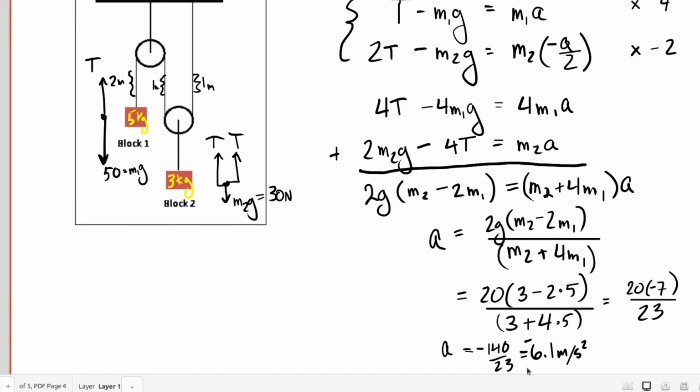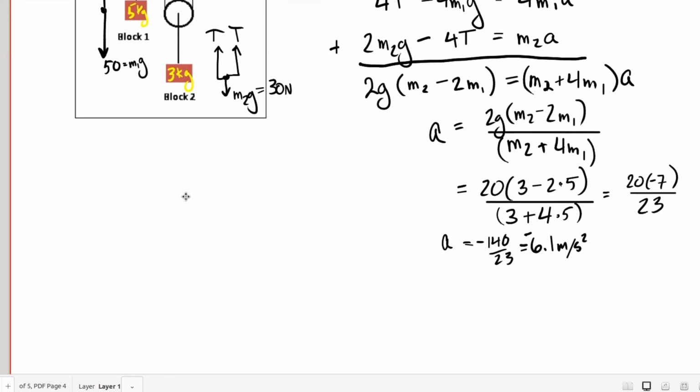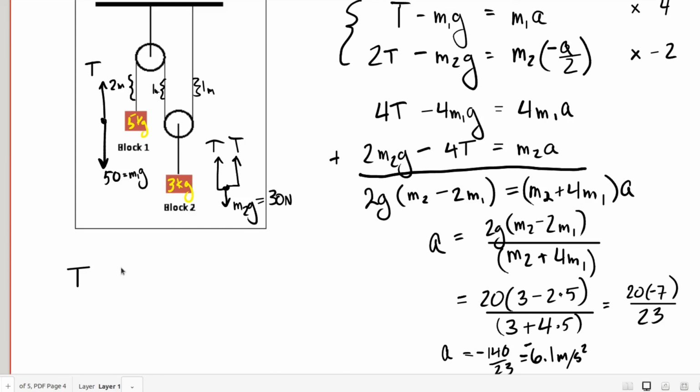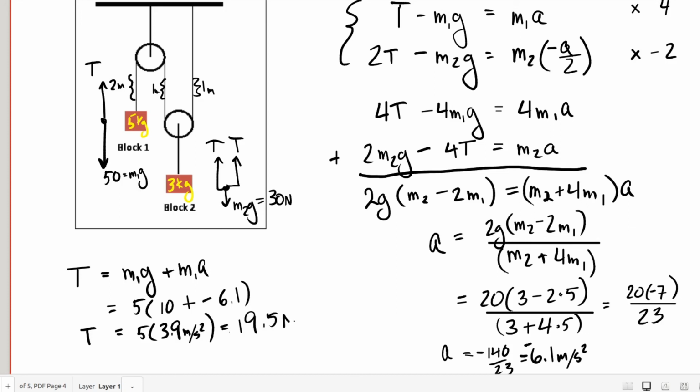And as expected, it is a number between negative 10 and positive 10. We could not have an acceleration in excess of gravity in a system like this, where gravity is the only external force. We're also asked for the tension in the rope. How do we figure that out? Well, we just substitute this value for a back into the original equation. So T is equal to m1g plus m1a. m1 is 5 kilograms, so that's 5 times (10 plus negative 6.1). So the tension T is equal to 5 times 3.9, or 19.5 newtons.